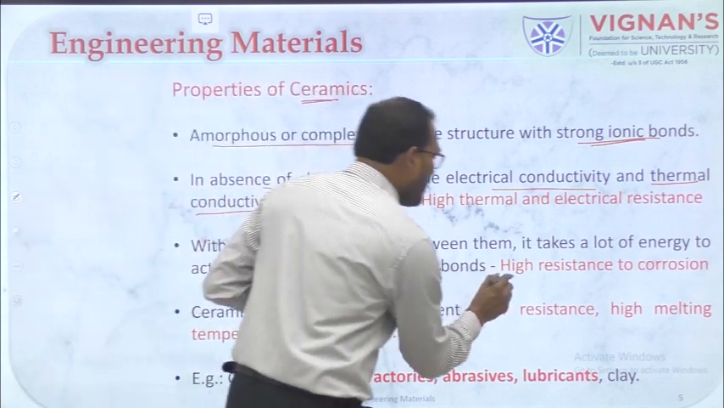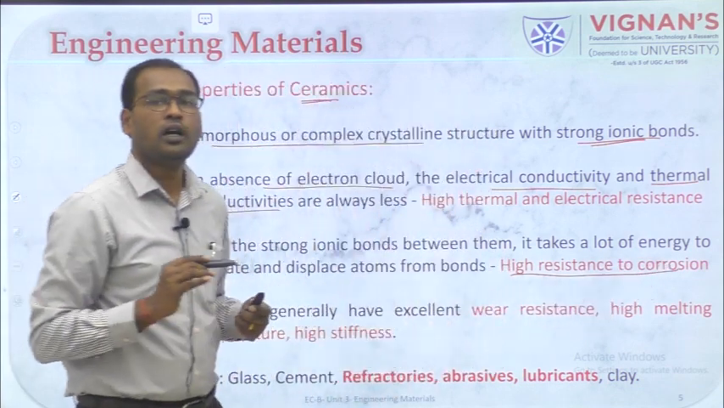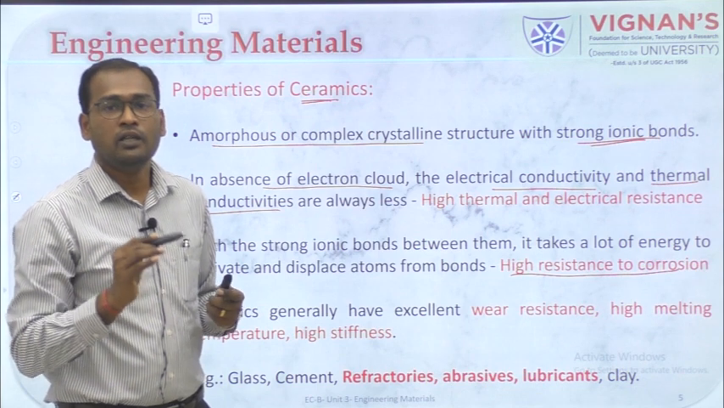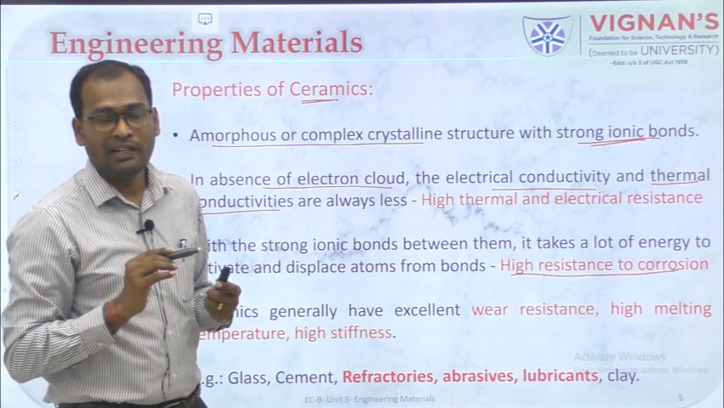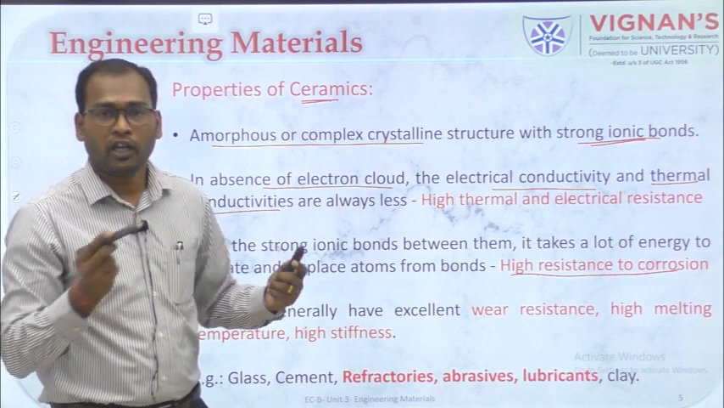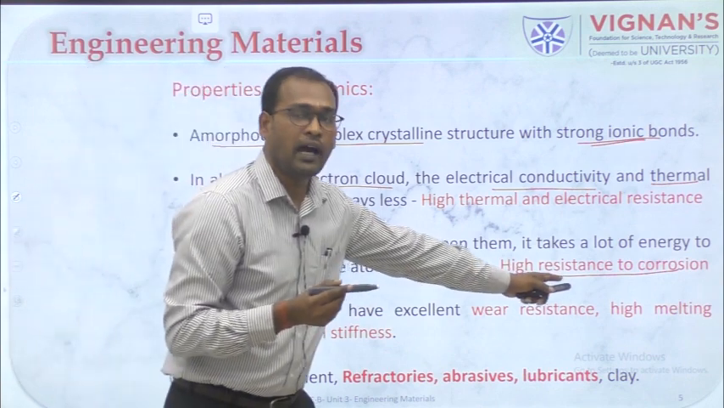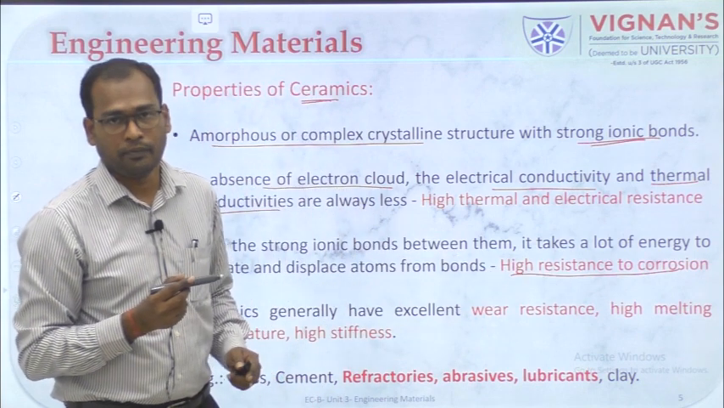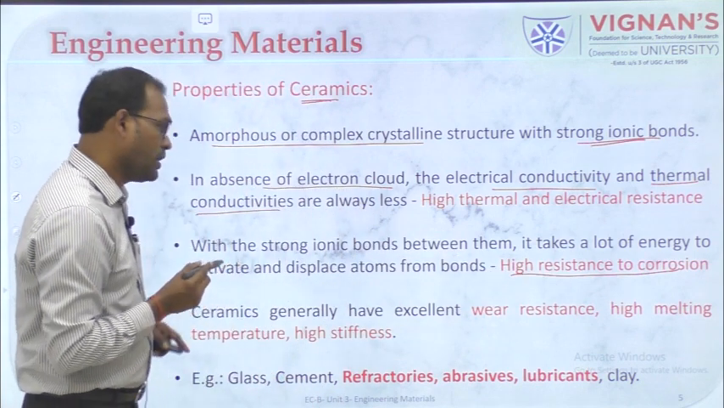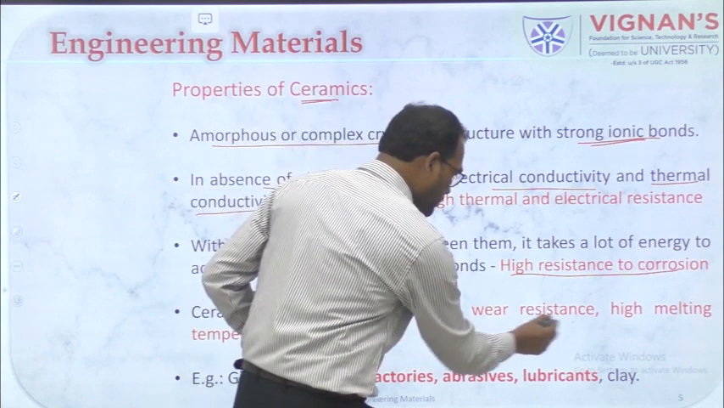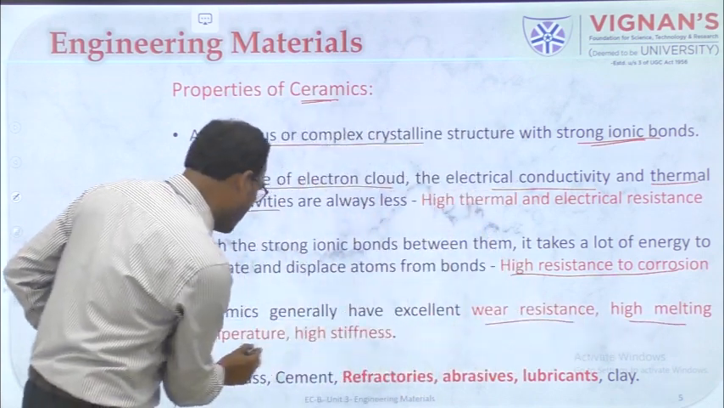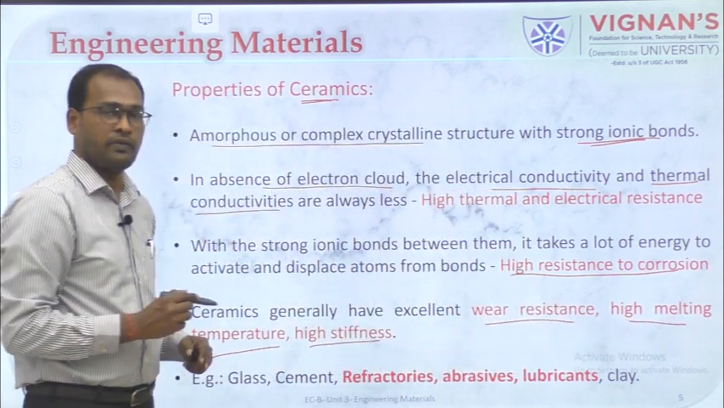So it will have high resistance to corrosion, right, understood. The strong ionic bond resists the breaking of bonds. Because of this, the material will have a high resistance to corrosion, right. And the other properties are wear resistance, high melting temperature, and high stiffness, right.